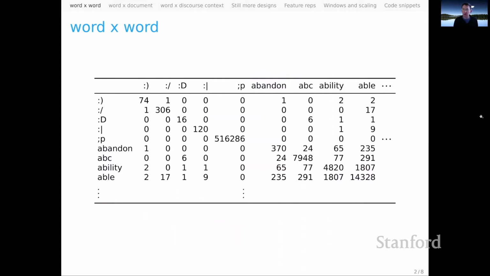Let's start with the word-by-word design that we concentrated on in part one. So here again, we have our vocabulary along the rows. That same vocabulary is repeated along the columns, and the cell values capture the number of times that each row word co-occurred with each column word in some large collection of texts.